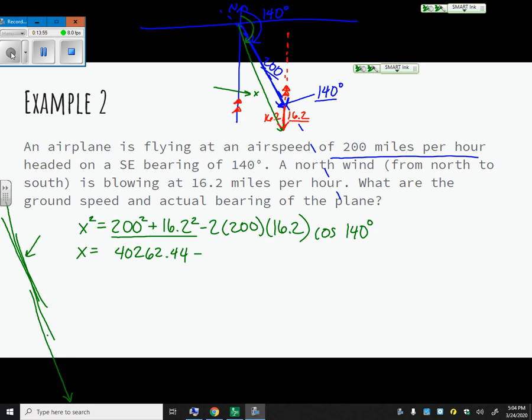So cosine of 140, okay, times 16.2, times, oops, I hit minus, times 200 times, I'm going to include the negative on that. And it gave me a positive 4,963 point, well, let's just call it 64 then. Oh, wait, we're going to go 2 decimal places. 97.